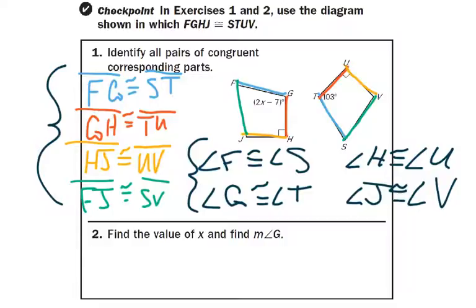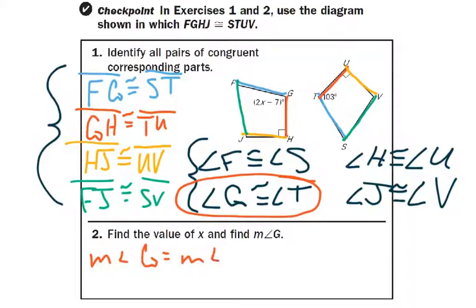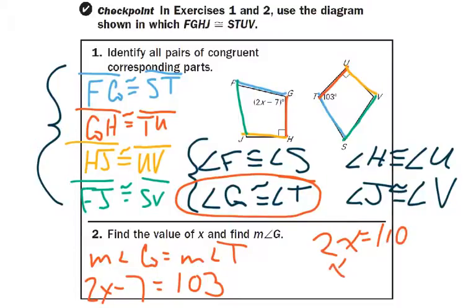Well, we know that angles G and T are congruent, so the measure of angle G will equal the measure of angle T. That's 2x minus 7 equals 103. Add 7, we get 2x equals 110. Divide, we get x equals 55. Okay, so there's the value of x.